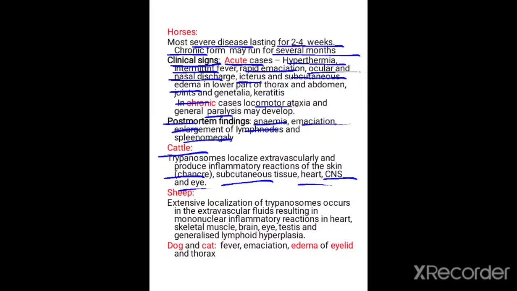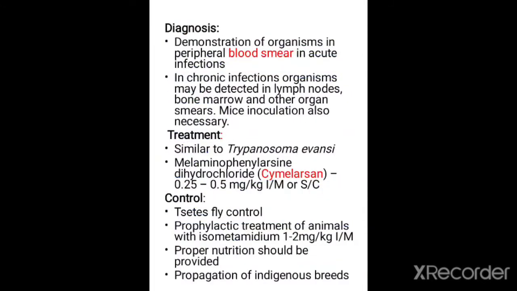And in the case of sheep, there is extensive localization of trypanosomes in the extravascular fluids, resulting in mononuclear inflammatory reactions in heart, skeletal muscle, brain, eye, testis, and generalized lymphoid hyperplasia. And in the case of dog and cat, fever, emaciation, and edema of the eyelid and thorax.